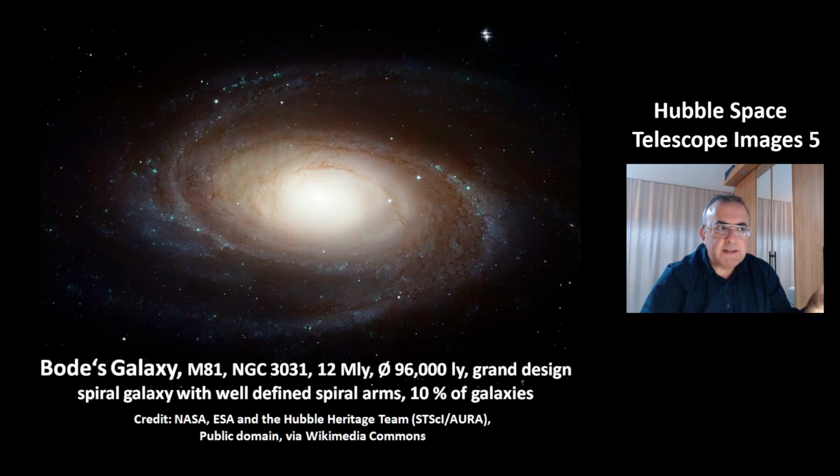This is the neighbor galaxy M81, Bode's galaxy, NGC 3031. It is a size of 96,000 light years. This type of galaxy is called a Grand Design Spiral Galaxy, with well-defined spiral arms. And 10% of galaxies are Grand Design Spiral Galaxies.